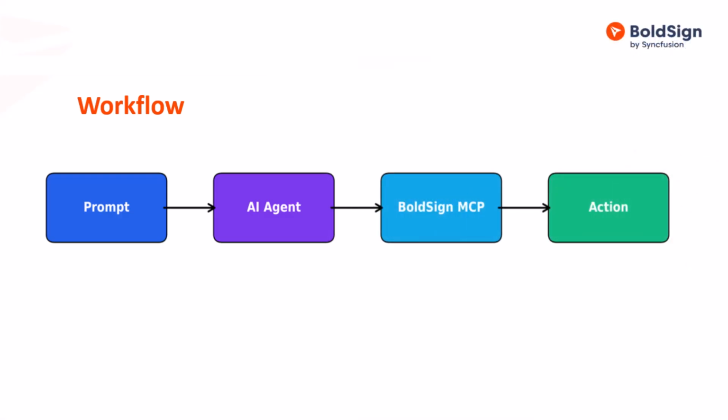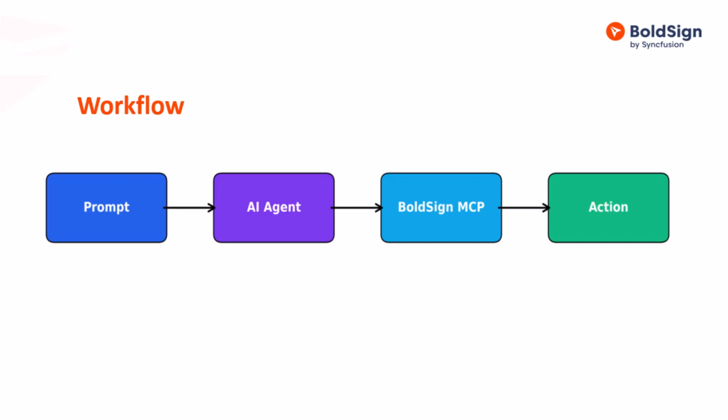Here's how it works in practice. A user provides a request through natural language. The AI agent interprets the request, selects the appropriate MCP tool, and sends the request through the BoldSign MCP server. The MCP server executes the action securely in your BoldSign account and returns the result back to the agent.